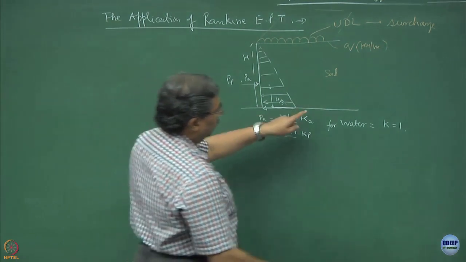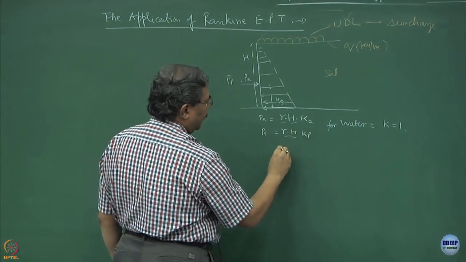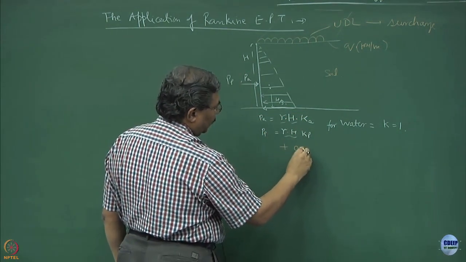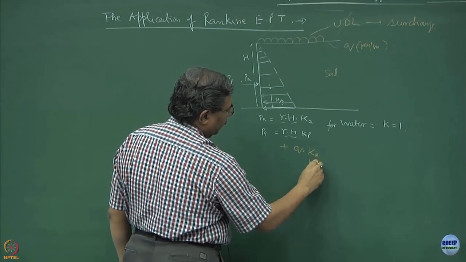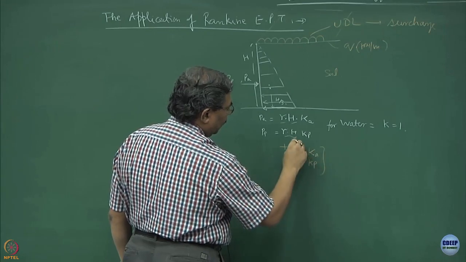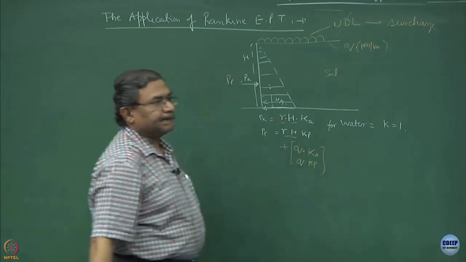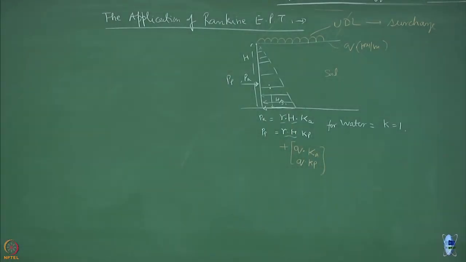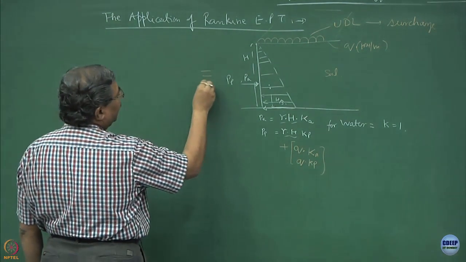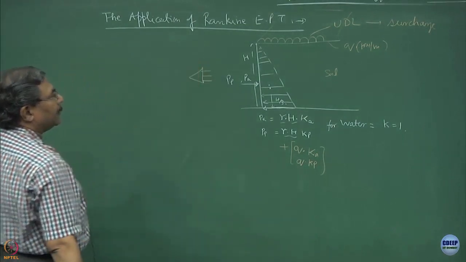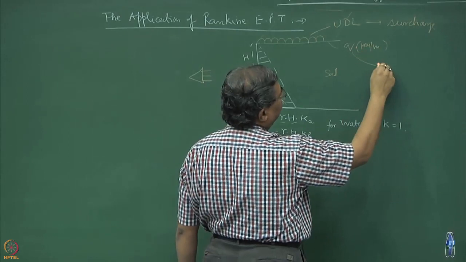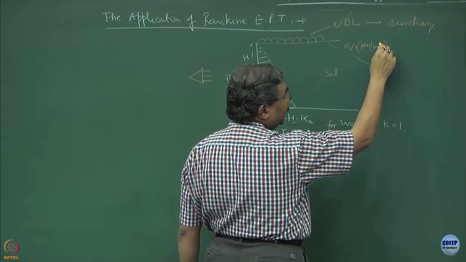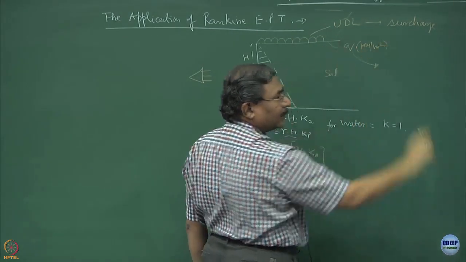So net effect gets added to this in the form of Q multiplied by Ka or Kp, that is the only difference. A better way to understand this would be, this whole situation can be transformed like, I can always go for equivalent height of this Q, provided it is in kilonewton per meter square.